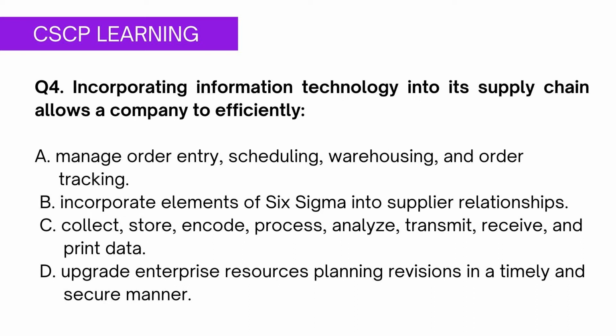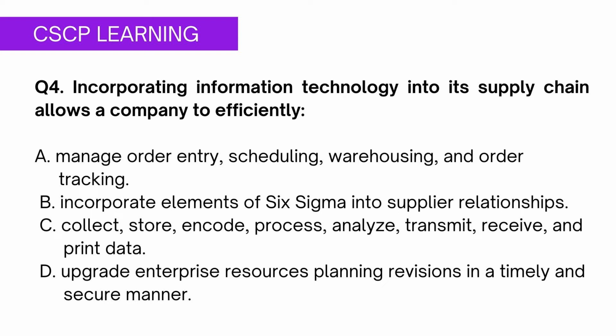Collect, store, encode, process, analyze, transmit, receive, and print data. In broader terms, regardless of the industry, incorporating information technology into company's supply chain will help you collect, store, encode, process, analyze, transmit, receive, and print data. Since this particular option is covering all the aspects of incorporating information technology in a supply chain, therefore this is the right choice. It is quite a simple question with a straightforward answer. It does not require much of an explanation.